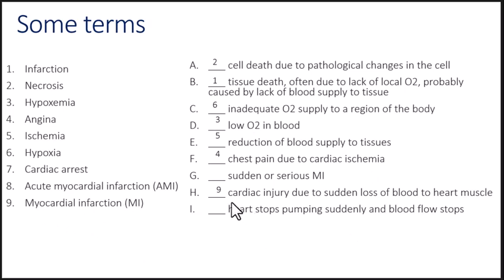Myocardial infarction is where we're seeing cardiac injury due to not getting enough blood flow to the heart muscle. There is another more specific term called acute myocardial infarction, and this occurs very suddenly and is usually pretty serious. So it's really a sudden onset myocardial infarction.